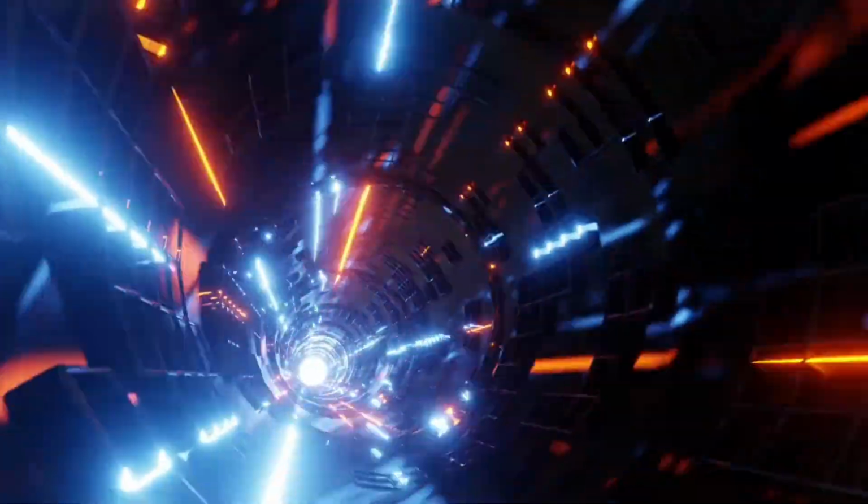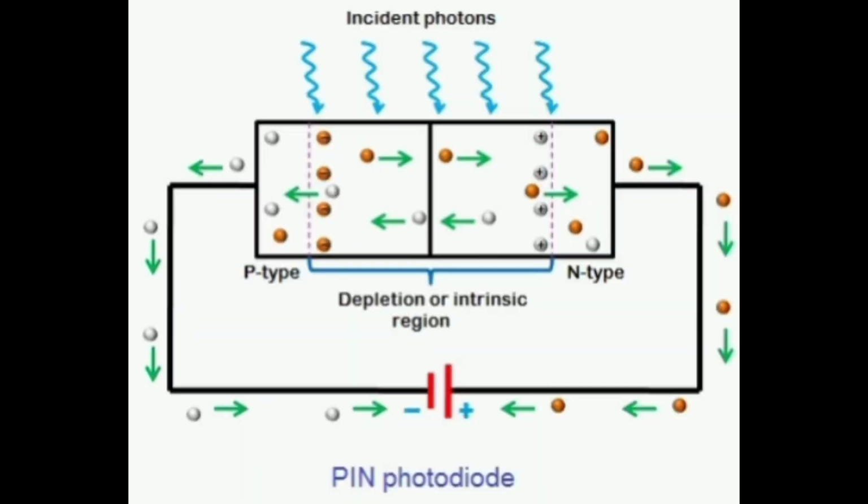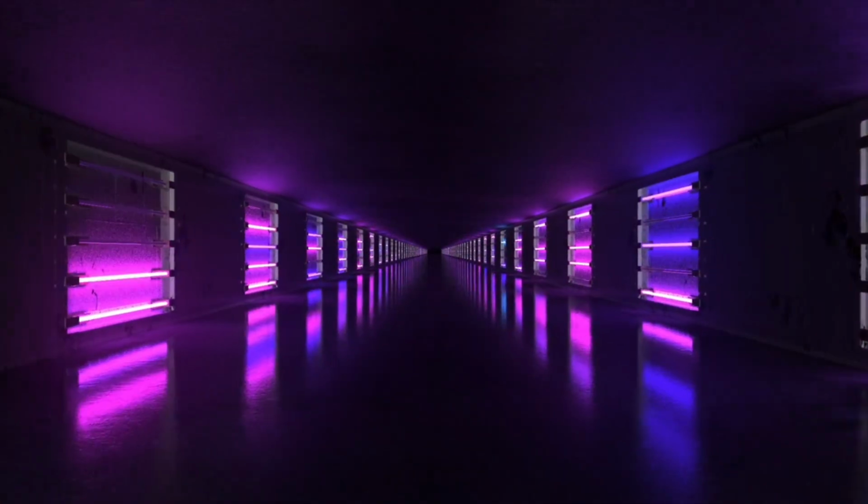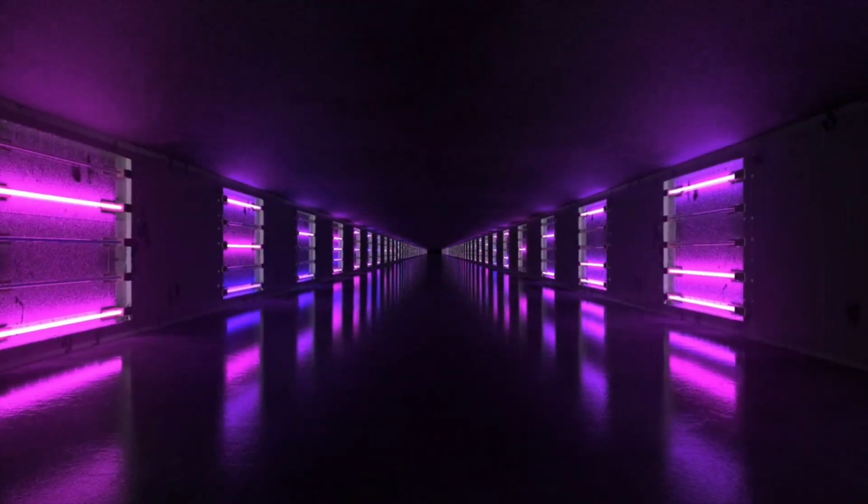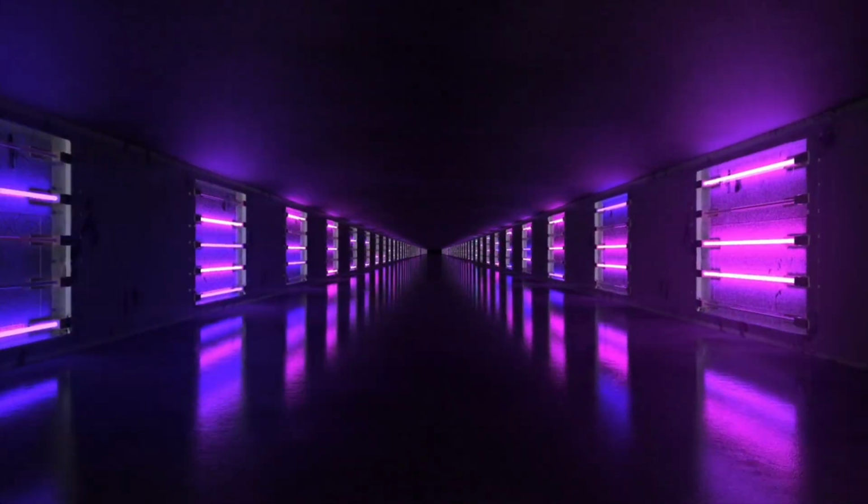Conversely, a photodiode is also a PN junction, but it operates in reverse, converting light into an electrical signal. When photons with sufficient energy strike the photodiode's depletion region, they are absorbed, creating new electron-hole pairs. The strong electric field within the depletion region then sweeps these generated carriers apart, producing a measurable photocurrent.